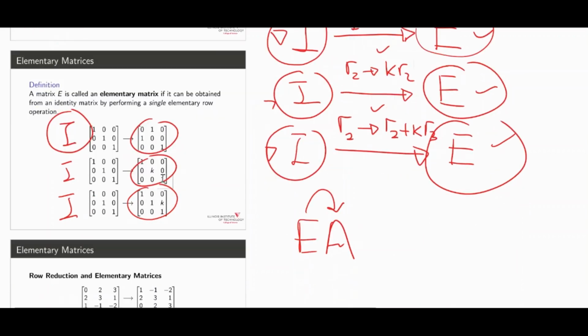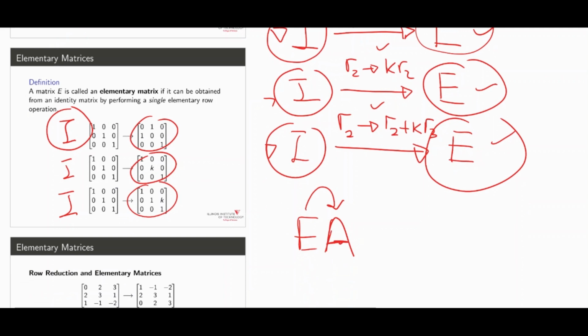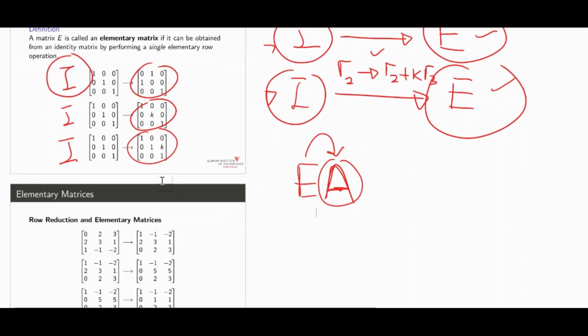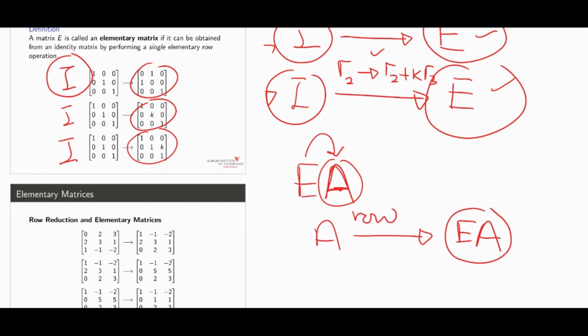And then when you multiply this E on the left-hand side of this matrix A, you release those row operations onto A. So when you multiply with this matrix A, you are taking A and doing those row operations, a row operation that is already encoded by the E. So EA is the matrix after you do that particular row operation on your matrix A.